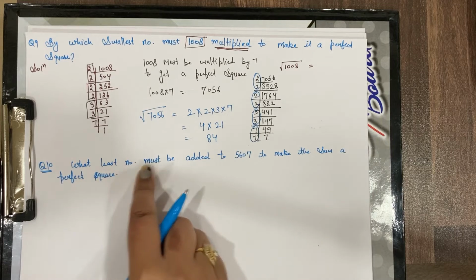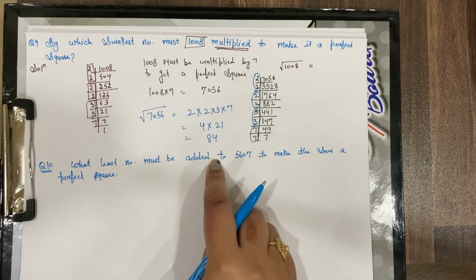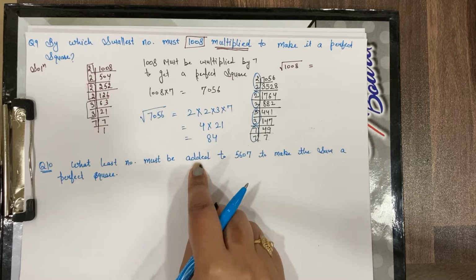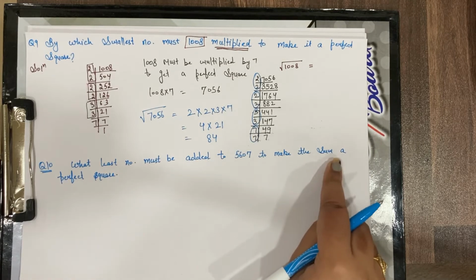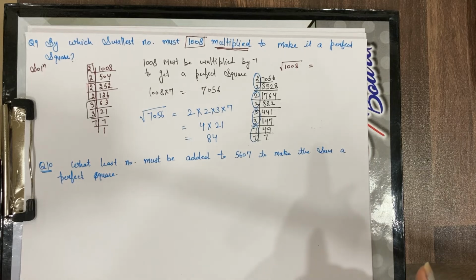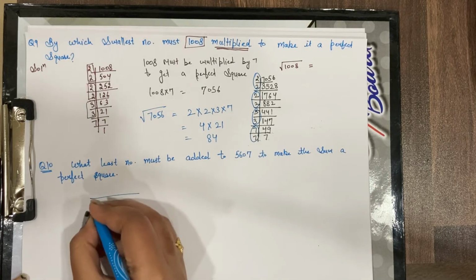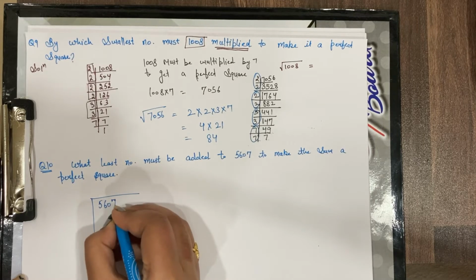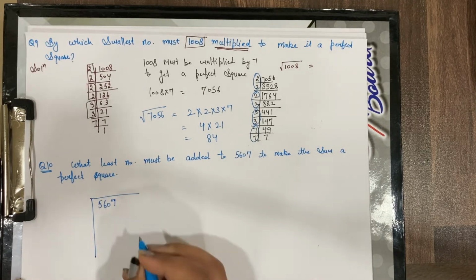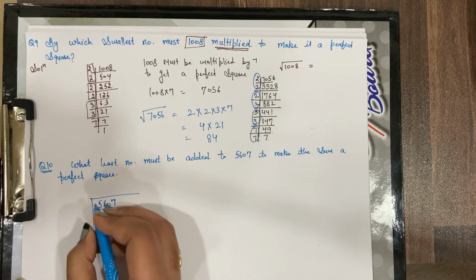What least number must be added or subtracted? Question could be either added or subtracted. Question कुछ भी हो सकता है. To this to make the sum a perfect square. Let us start it. First of all, we'll write 5607 here. We'll start making pairs from backwards.